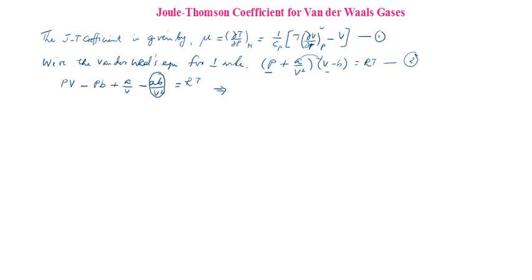So this equation becomes PV minus PB plus A by V is equal to RT. Let me call this equation number 3. So it's a valid approximation. Now let's modify it further.